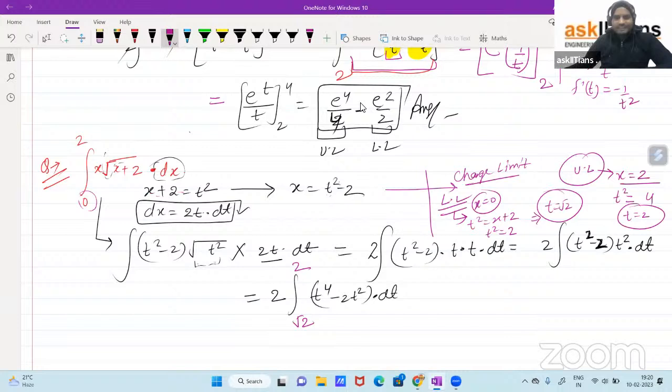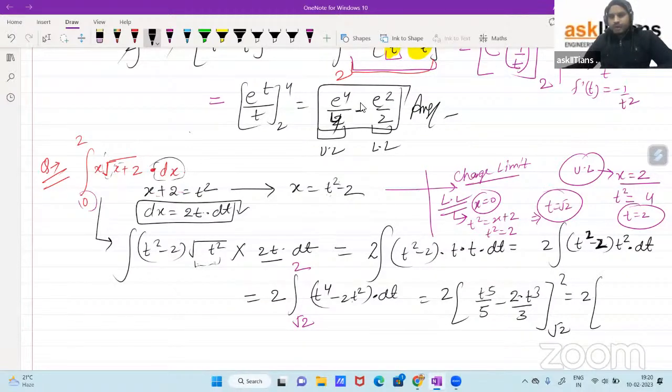Okay, so now you can easily integrate this. Integration of t power 4 will be t power 5 by 5, minus 2 as it is, t square integration will be t cube divided by 3, and your limits are from root 2 to 2. So the upper limit will be 2 power 5 by 5, that means 32 divided by 5, minus 2 into 2 cube 8, so 8 twos is 16, divided by 3. This is your upper limit.